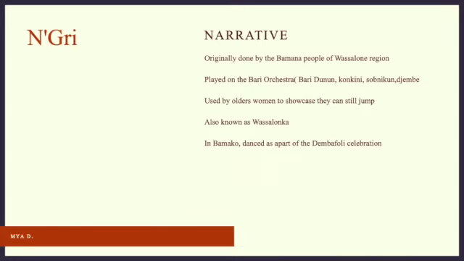This dance was originally done by the Bamana people, Bambara, Bamana, same thing. People of the Wassalon region, and it was played on the Bari orchestra. Those are the drums that are listed, and it's usually danced by older women to showcase the fact that they were in Wassalon. It's a dance by the older women to show that they can still jump. But in Bamako, it's danced as a part of the Demba Foley festival celebration. That Demba Foley celebration is that night before you marry.